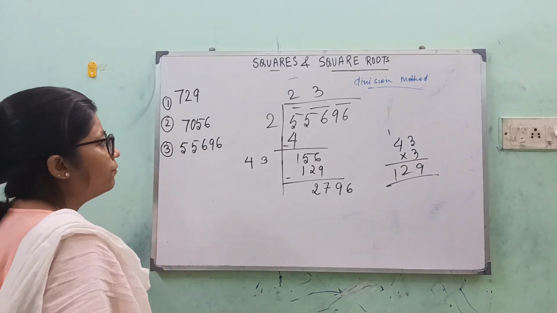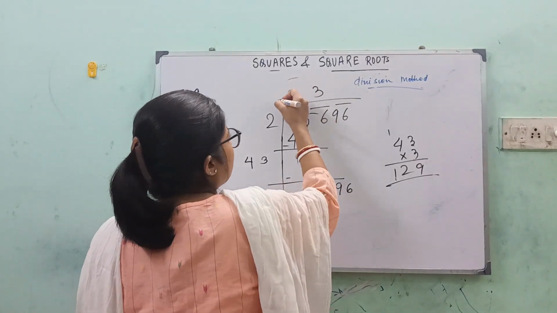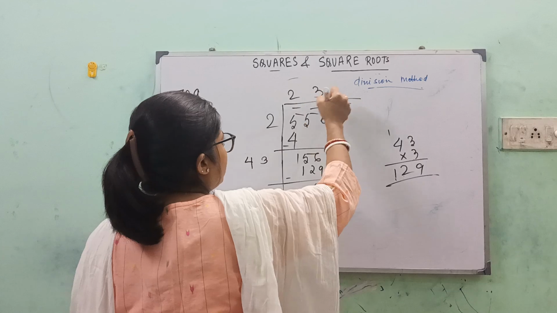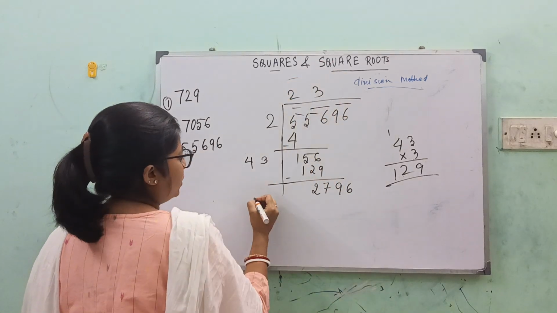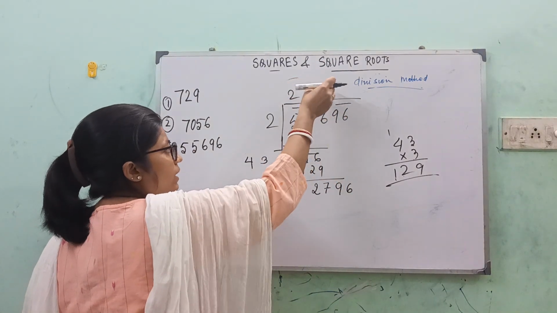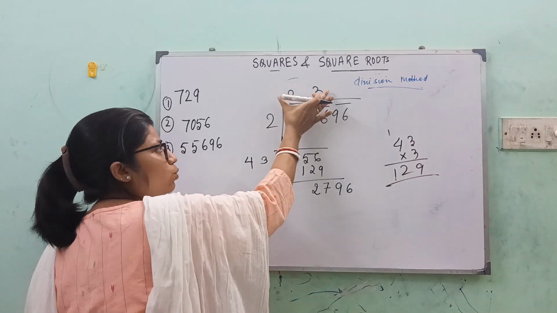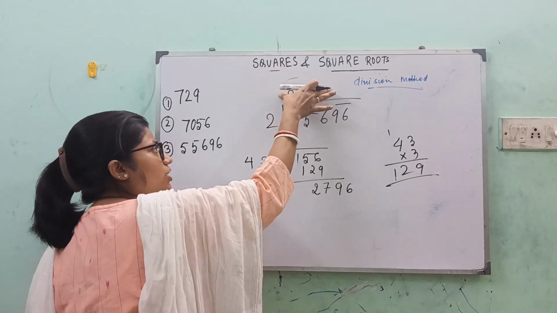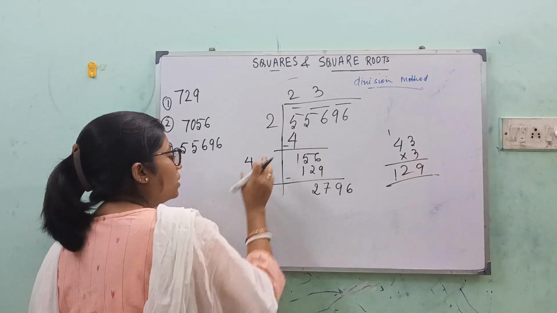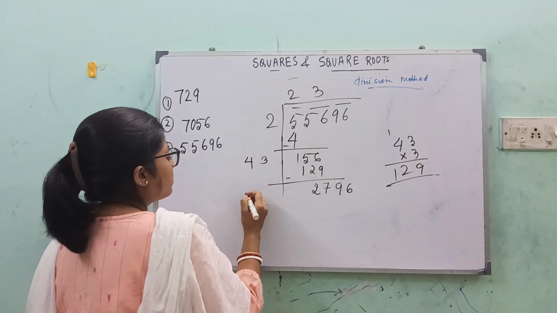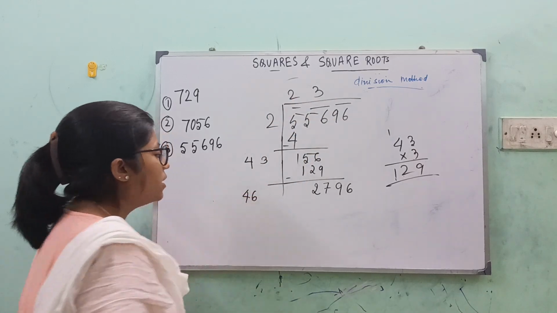Now for the next pair, you will square up this 23. Now don't square 9, only 3 and bring a 9. No, the new quotient is 23. Whatever is the new quotient has to be multiplied. So 23 means 46. Double of 23 is 46.